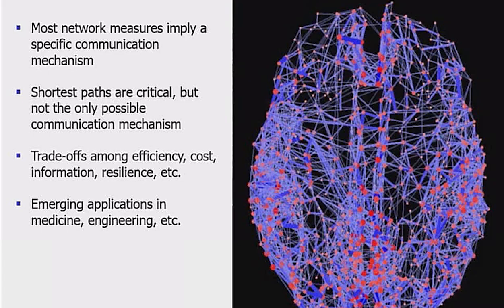And finally, this question of how communication takes place in the brain is really a complex multidimensional trade-off where you're taking into account questions like what is the efficiency of the process given the available topological features, what is the cost associated with this process, what is the resilience of this process to damage, et cetera. And finally, a lot of these measures have application not just where we're talking about signals, but they have lots of application in medicine and engineering and so forth.